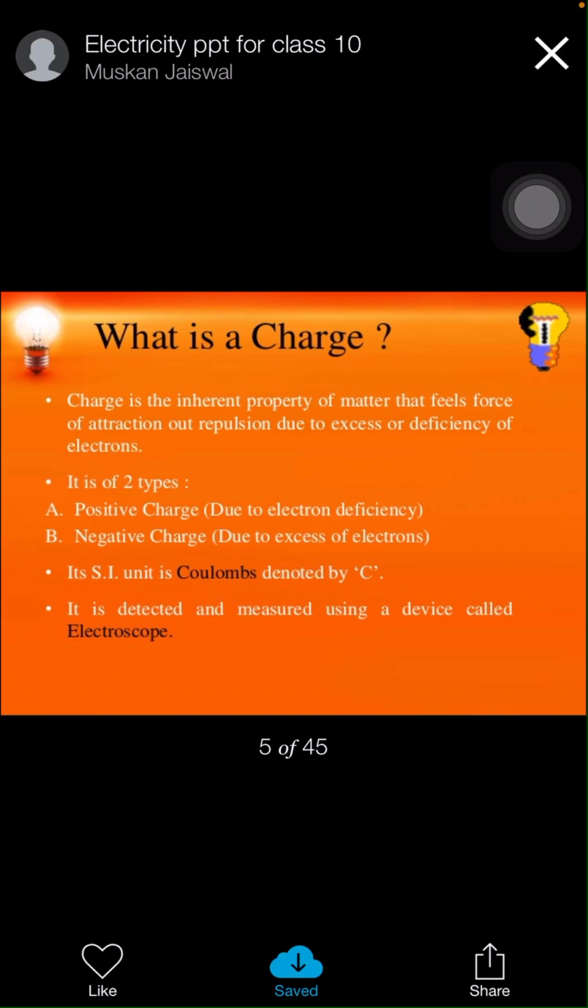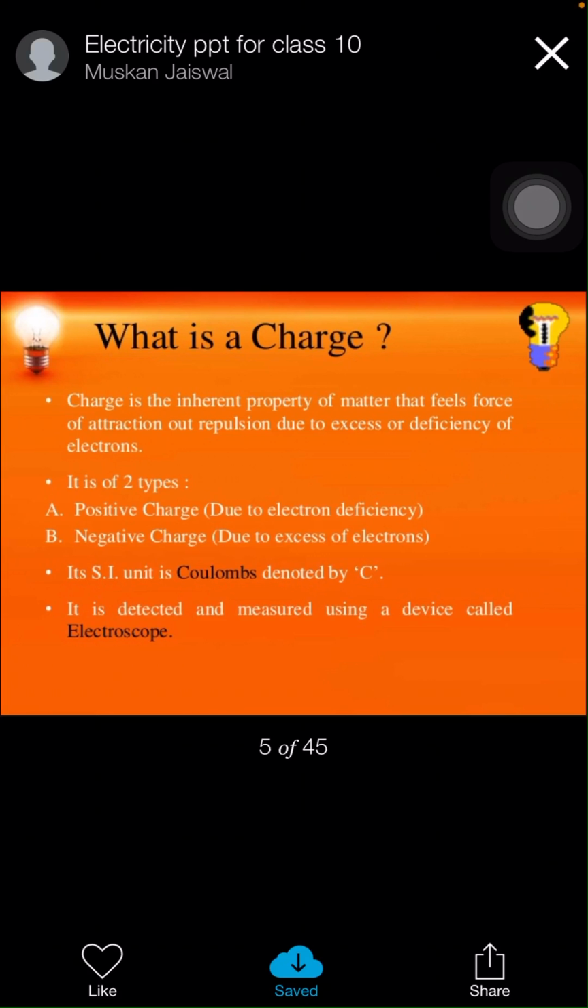Charge is the inherent property of matter that feels force of attraction or repulsion due to excess or deficiency of electrons. There are two types of charges: positive charge due to electron deficiency, and negative charge due to excess of electrons. Positive charge will become when electrons are transferred from object to object.